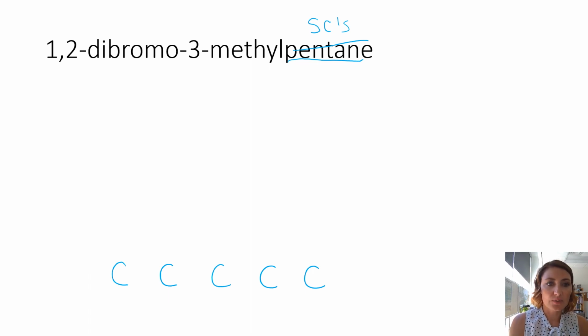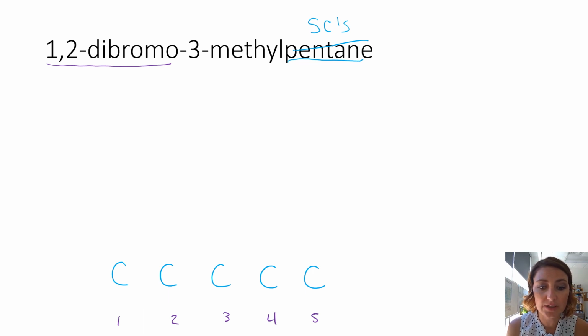Next, we're just going to go in order. I have 2 bromines in the 1,2 position. I like to start counting from left to right because I'm drawing it, so spatially that makes the most sense to me. You're welcome to count in any direction that makes sense to you and still gets the right number of carbons and the right groups on it.